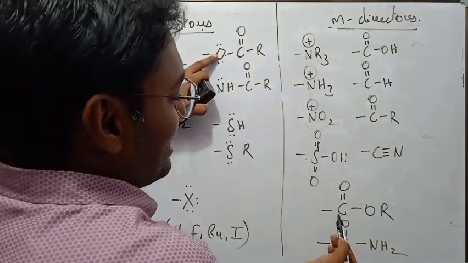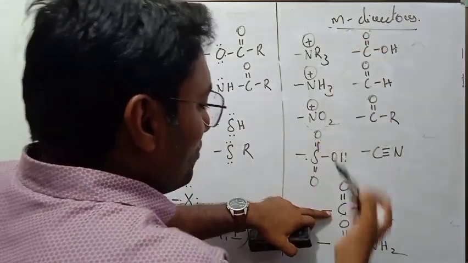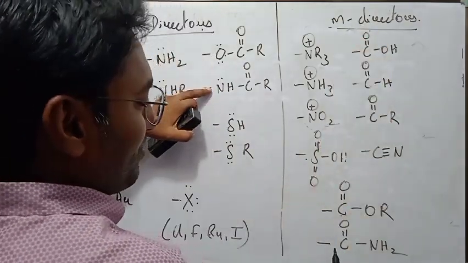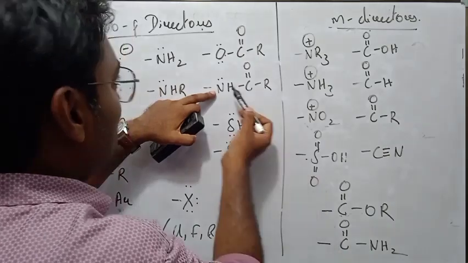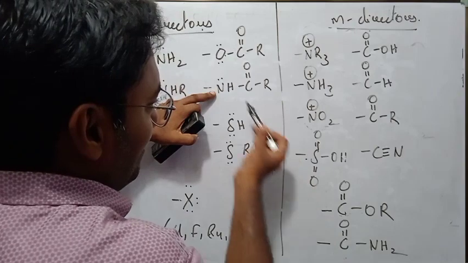Here the key atom attached is carbon, which can become positive, therefore it is a meta director. Look at the other case here, amide. Both acid and amide are there as ortho para director, here also it is as meta director. Difference is the key atom which is attached.